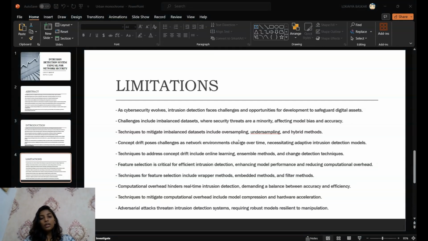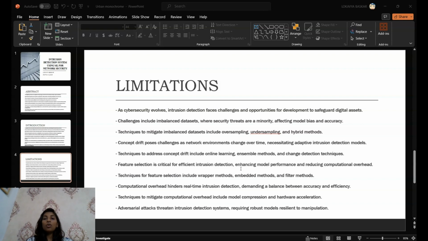Hi. Here we are going to look at the limitations that we have discussed in our paper. The basic limitations outlined in this paper come from navigating the intricate landscape of cybersecurity. It is crucial to recognize that while technology offers boundless opportunities, it also presents a fair share of challenges and limitations.